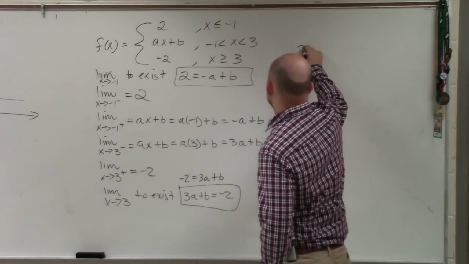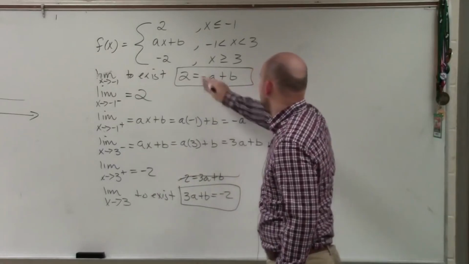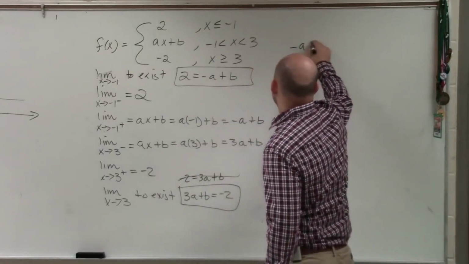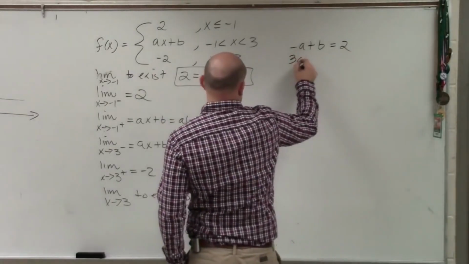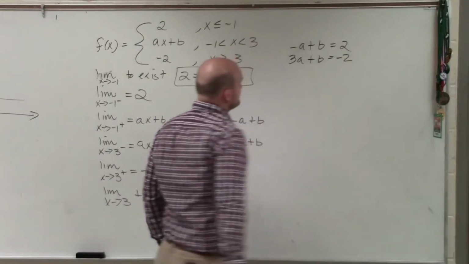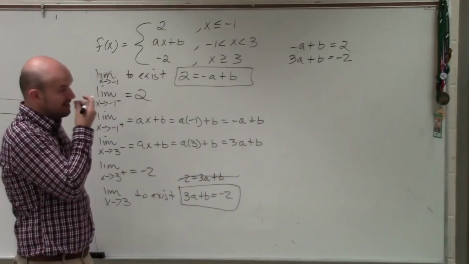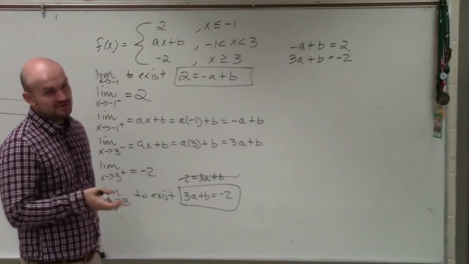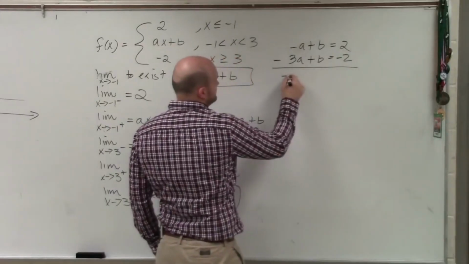So therefore, what I have is a system of equations. I have two. Actually, I'm going to leave that one like that and rewrite this one. So I'll have negative a plus b equals 2, and I have 3a plus b equals negative 2. And then to solve the system of equations, I could use substitution, or I could use elimination, or I could just subtract them.